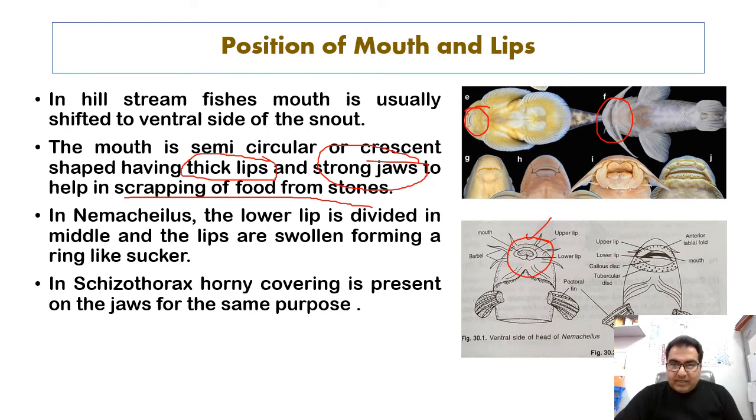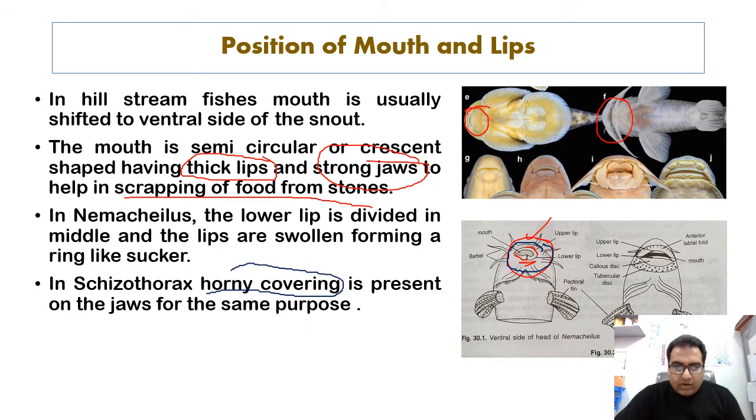In the case of Nemacheilus, what we are seeing here is that the lip is divided in the middle, and the lips are somewhat swollen, and thus they form a ring-like sucker. So this mouth is acting as a ring-like sucker, used to attach themselves to the substratum. In the case of Schizothorax also, the mouth has a horny covering.